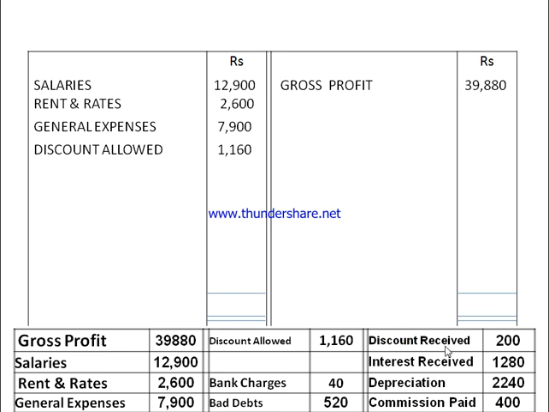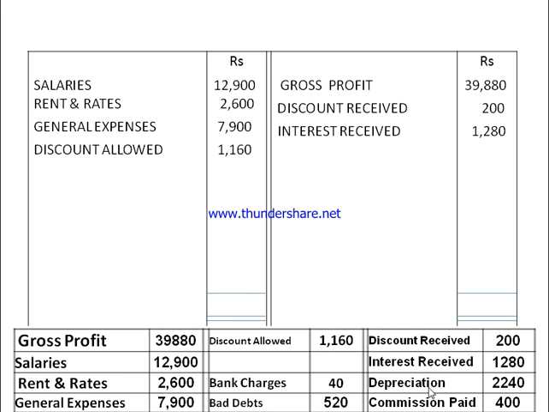Next is discount received. Discount received is our income, our revenue, and this is the other source of revenue. So we will record this revenue over here, on the credit side of the profit and loss account, as discount received 200. Interest received, another revenue, so this also will be recorded on the credit side of the profit and loss account. So write down interest received, another source of income.